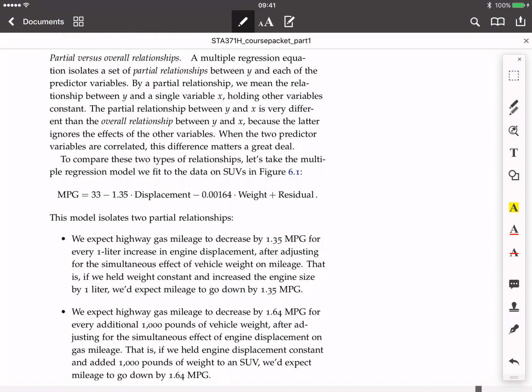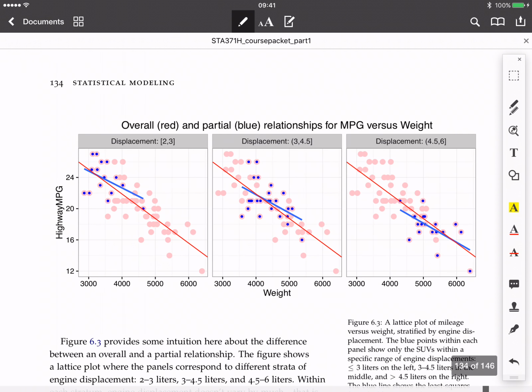Well, the short answer is that engine displacement and car weight are correlated with each other. And this idea of holding weight constant is crucial in evaluating partial slopes. This picture right here is giving you a sense of what's going on. To estimate some kind of loose notion of a partial relationship, we've actually split engine displacement here into 3 categories. And the idea here is to approximately hold engine displacement constant by subsetting the data.